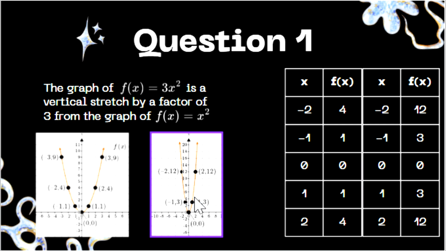You can see from these graphs that the sides are getting closer together, but that each of these points is moving further from the x-axis. When we're at -1 on the x-axis, we were at 1, now we're at 3. Everything is stretching, getting further away.